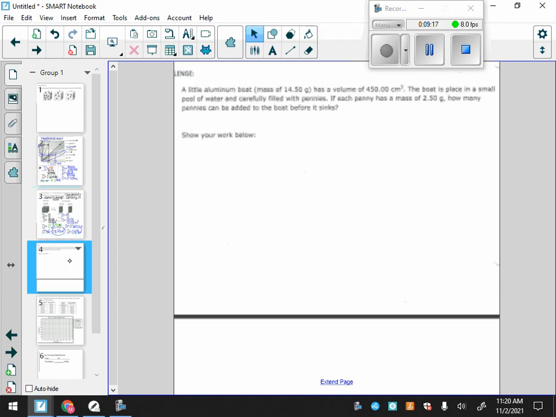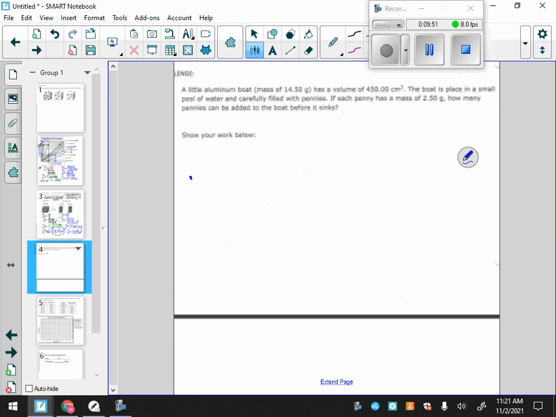This is a challenge. A little aluminum boat has a mass of 14.5 grams. It has a volume of 450 centimeters cubed. The boat is placed in a small pool of water carefully filled with pennies. If each penny has a mass of 2.5, how many pennies will be added to the boat before it sinks? The aluminum boat. Aluminum has a density of 2.7. So why is it floating?